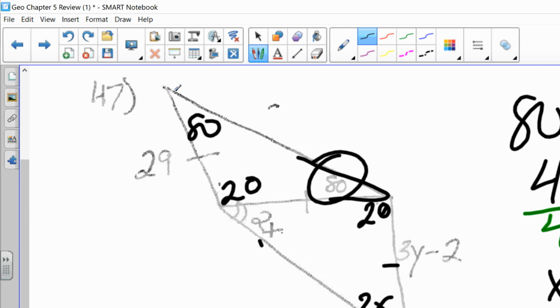Does that make sense? Because 20 times 2 is 40, and this here would be 40 and 40, plus 20 is 100. So this needs to be bigger. Does that make sense? Because really this should be 100 for that to work. But it also means that that would be a straight line.